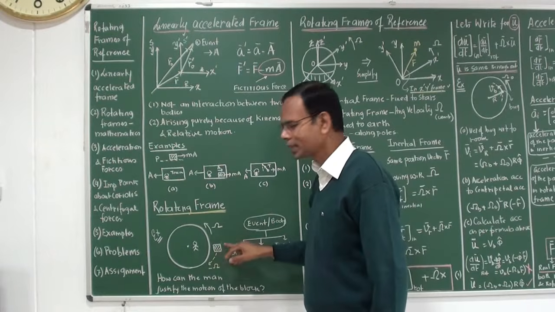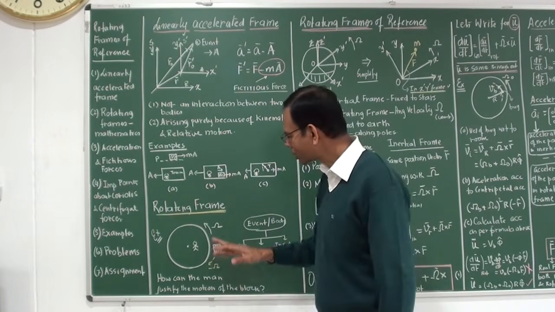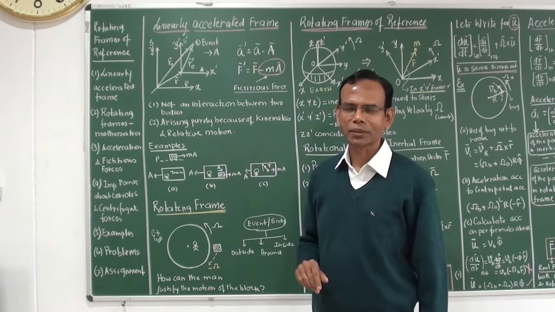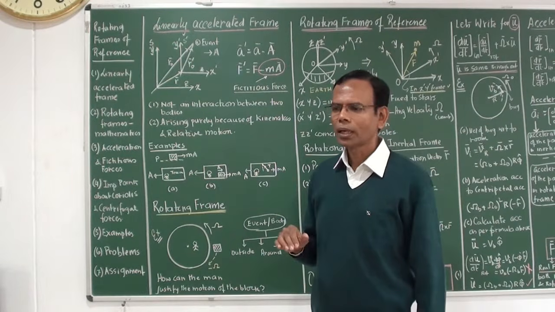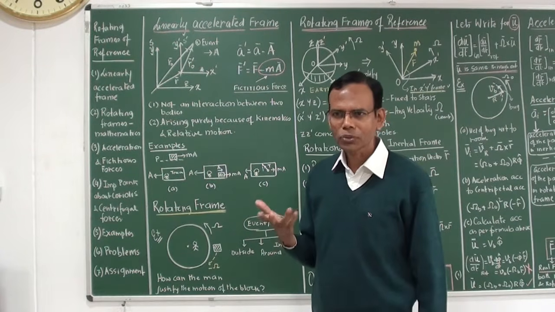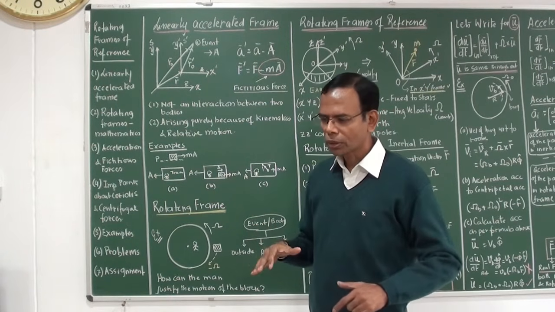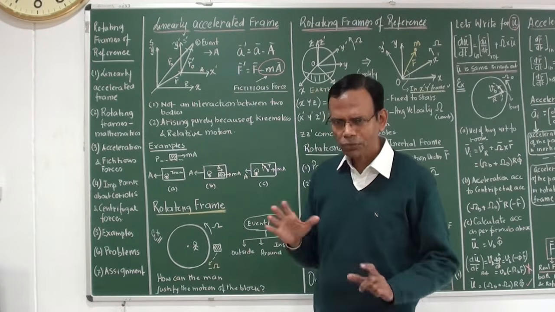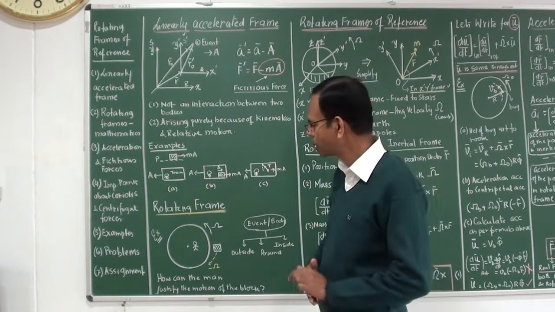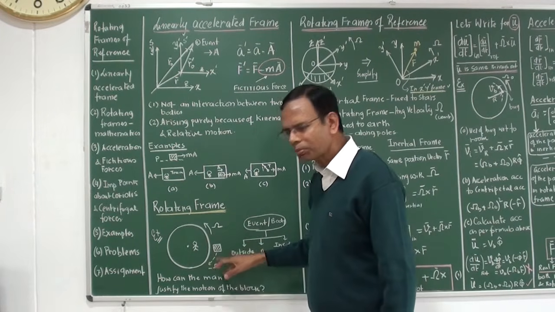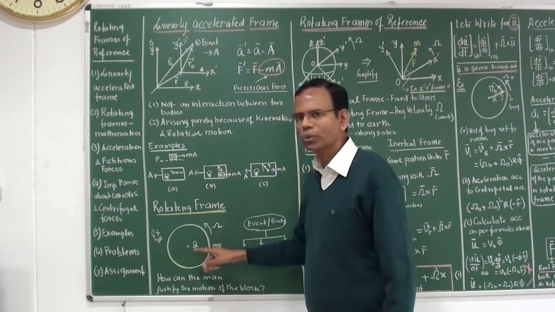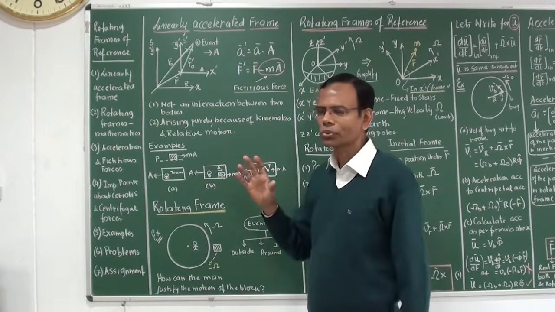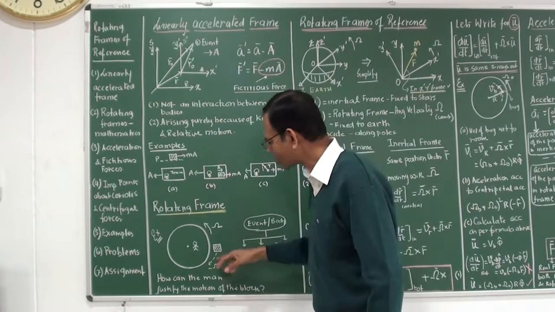Now, how can he justify its motion? The moment you see something rotating, obviously we know that there is a force towards the center. The net force towards the center, the net resultant force, the algebraic sum of all the forces, we call a centripetal force. It is not a force by itself, but the net resultant force of all the forces. So there should be a net force acting towards the center. That force should be your pseudo force or fictitious force. Otherwise he cannot justify its motion.